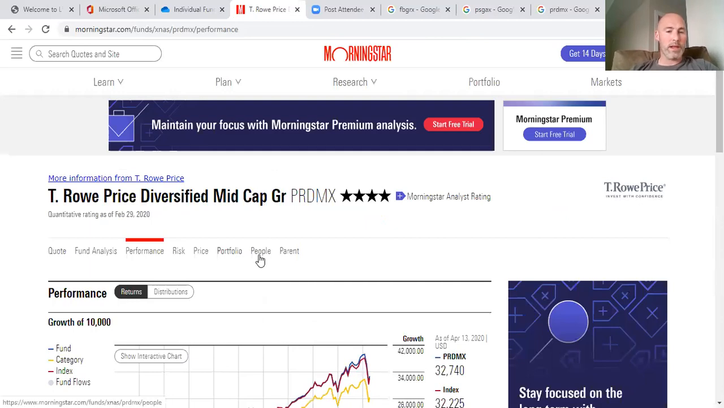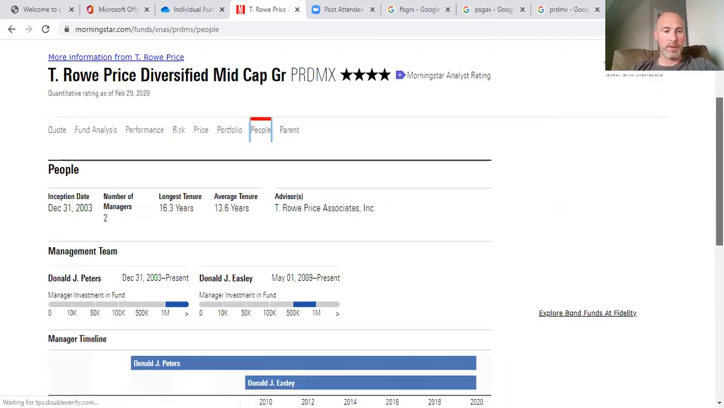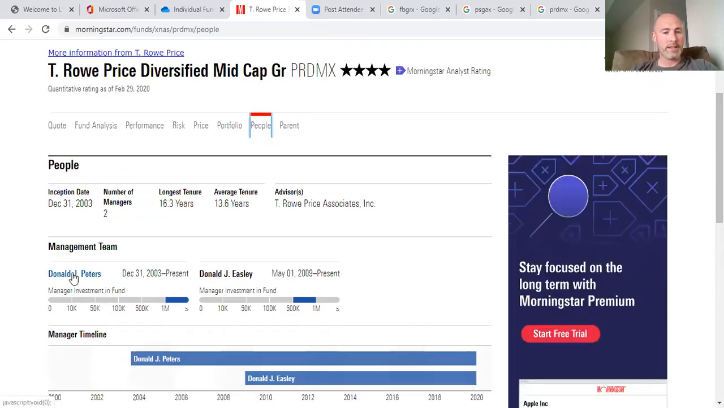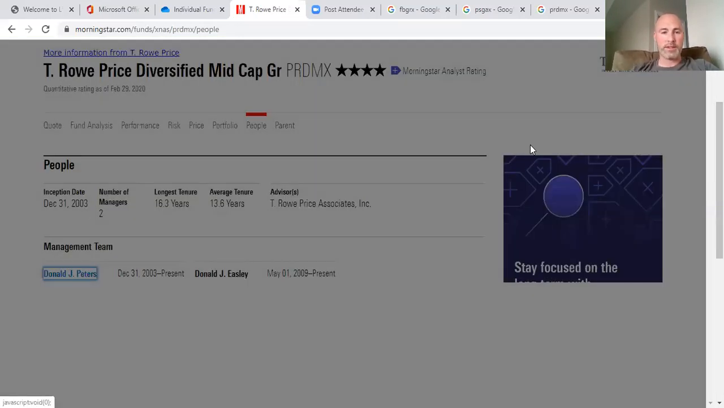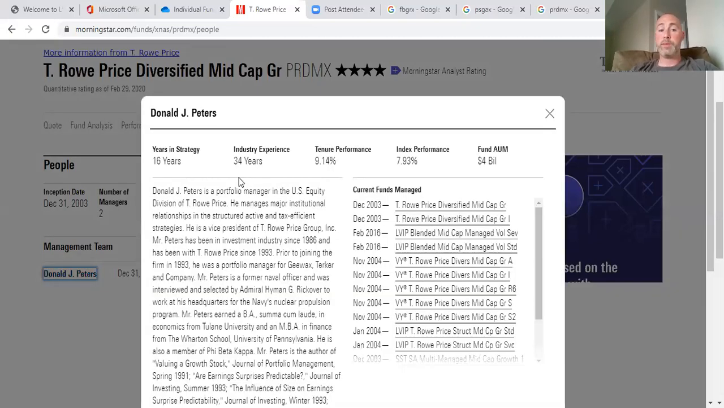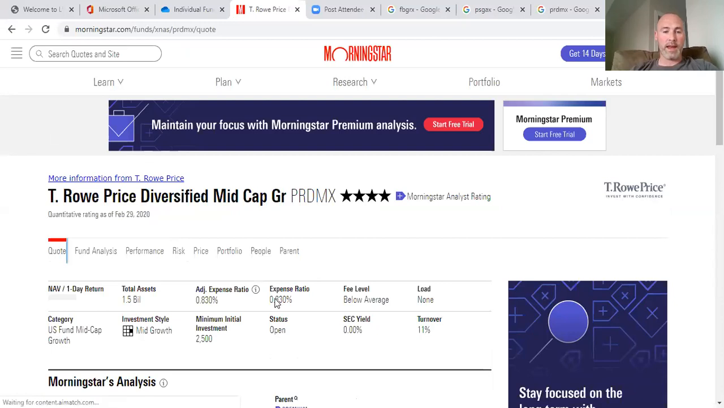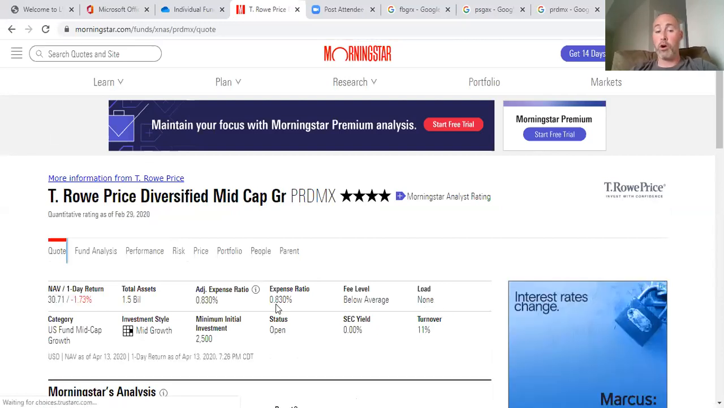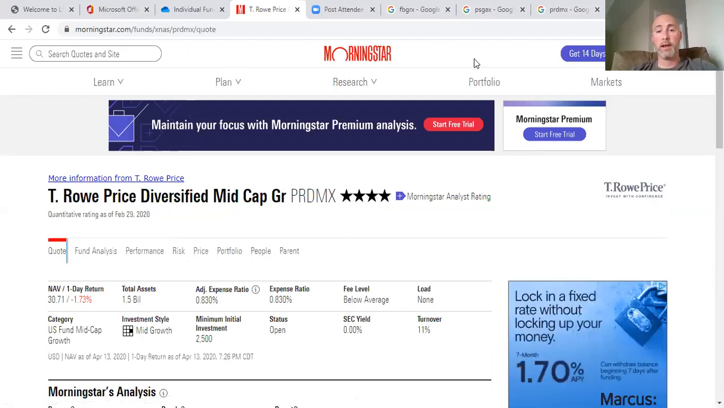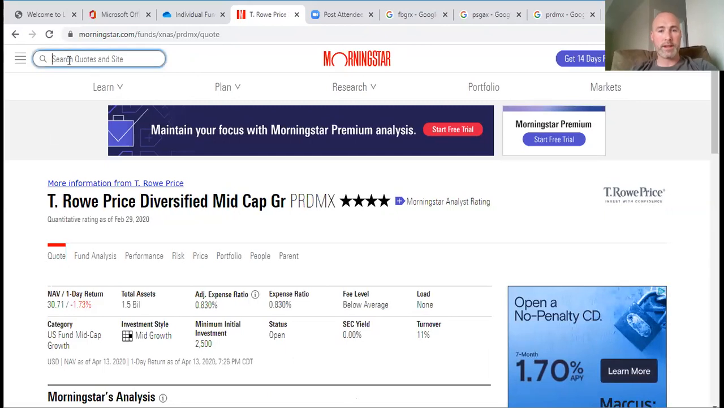Some of the other things, we can look at the people. Once again, I like to look at the people, Donald Peters and Donald Easley, and you can look at their bios and snapshots, and the dude's been in for 34 years in the game, okay? Savvy veteran. We'll go back to quote, take a look at expense ratios and load fees, all really good. Below average expense ratios, no load. I like that, okay?